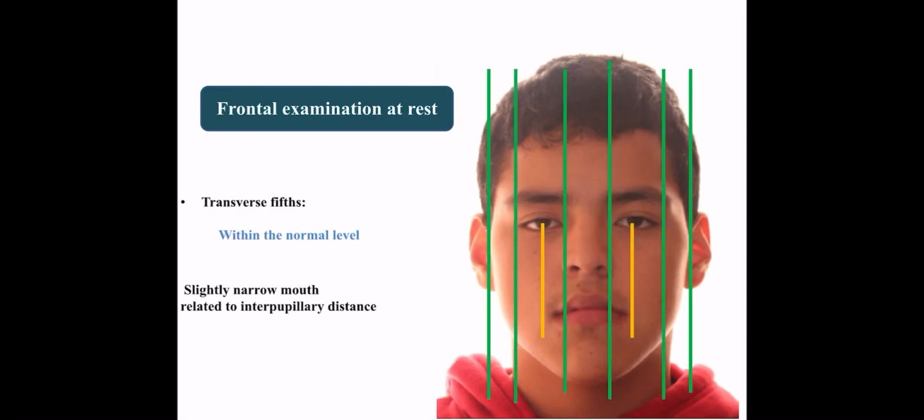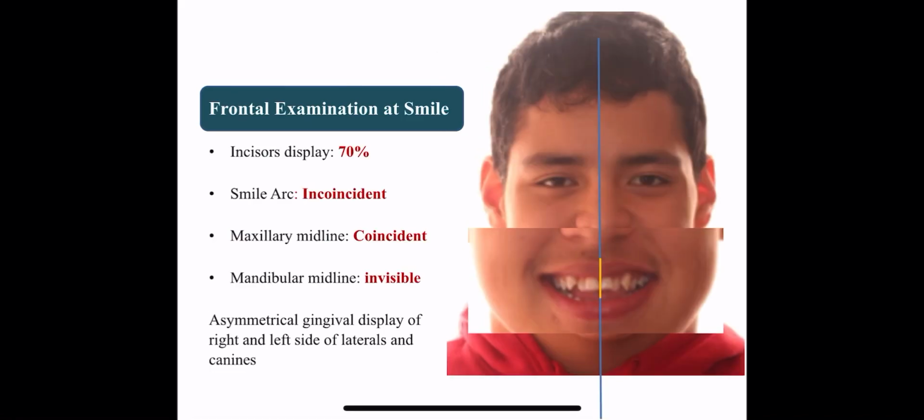Transverse fifths are within the normal level, with a slightly narrow mouth related to intrapupillary distance, as you can see in the picture, yellow lines. On frontal examination at smile, incisors display 70%. Smile arc is inconsistent, as you can see in the picture. There is no parallelism between the lower lip and incisor edge of upper anteriors.